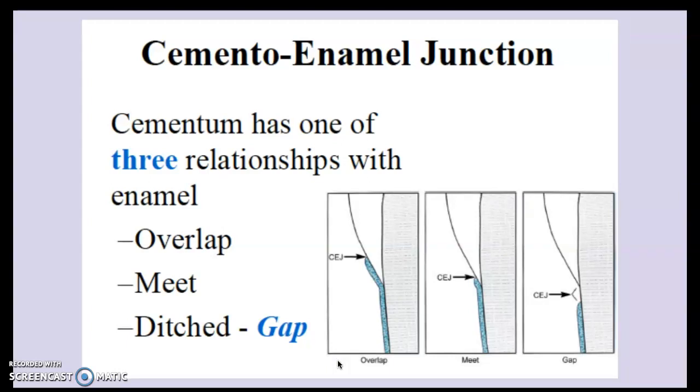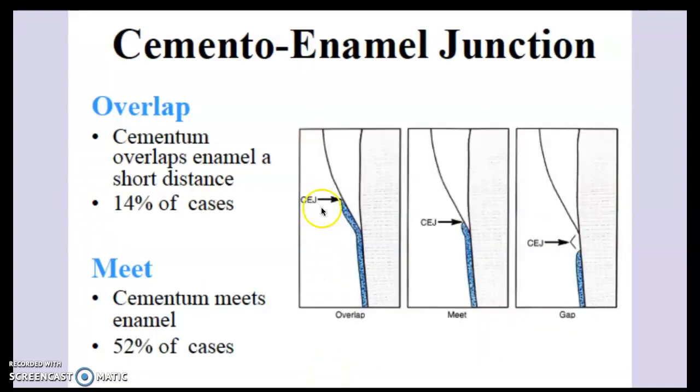Cemento-Enamel Junction. So you have three relationships with cementum and enamel. Just remember, enamel can never overlap cementum. Cementum has to overlap enamel at all times. So you have overlap, meet, and gap. So when it overlaps, the cementum overlaps the enamel a short distance. It's only about 14% of the cases. It's not as common. Meet is the most common. It's when it meets the enamel right here, and that's 52%.